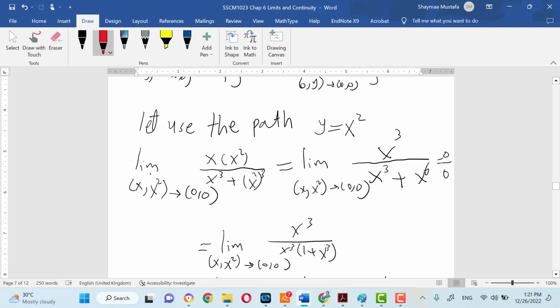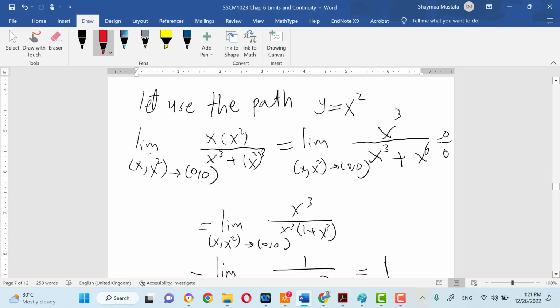So I need to calculate the limit. Here I have a function of one variable. So direct substitution gives 0 over 0, so you need to do something. This one is x cubed over x cubed plus x to the power 6. We can choose x cubed as a common factor. So we have 1 plus, when I divide x to the power 6 by x cubed, it will remain x cubed.